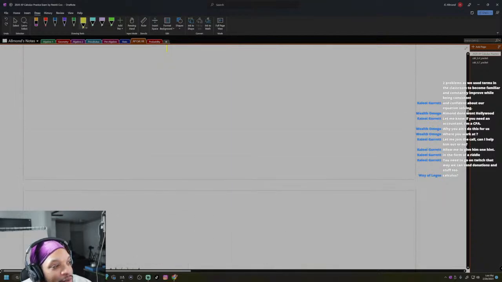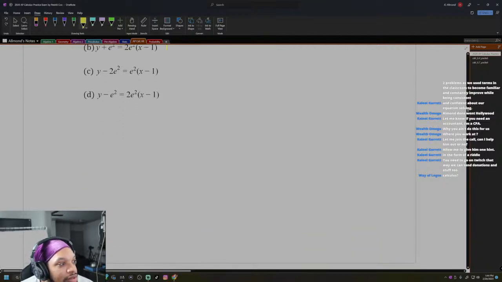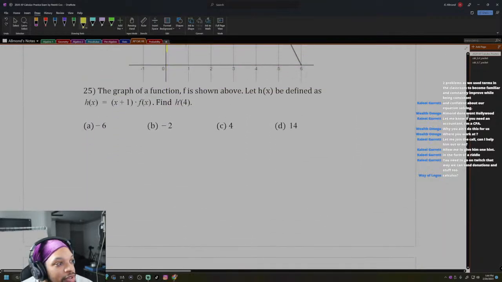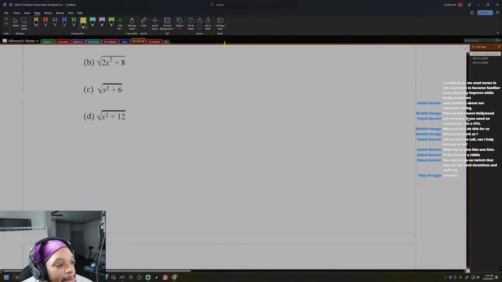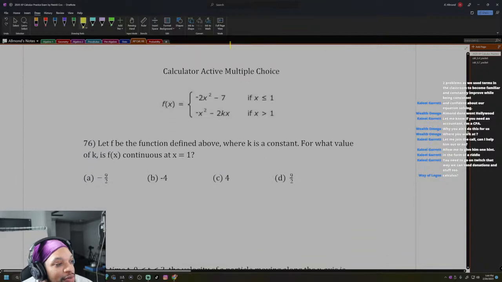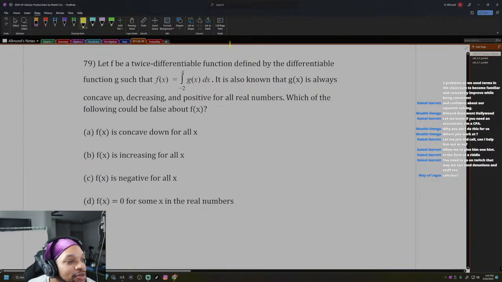Wait, I see an equation of a tangent line. Ooh, that's a good one. Where's the equation of a tangent line? y minus y1 equals m times x minus x1. Oh yeah, there's a point slope. Point and slope. Okay, back to where we were.